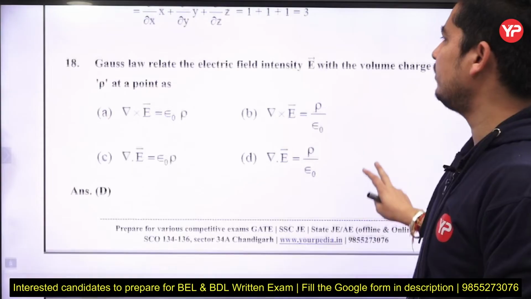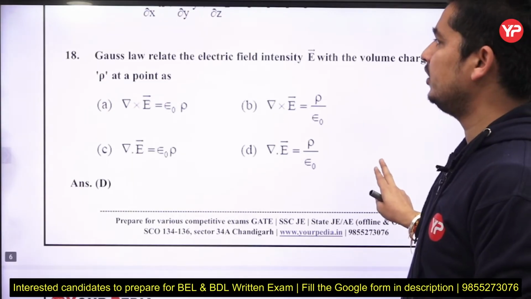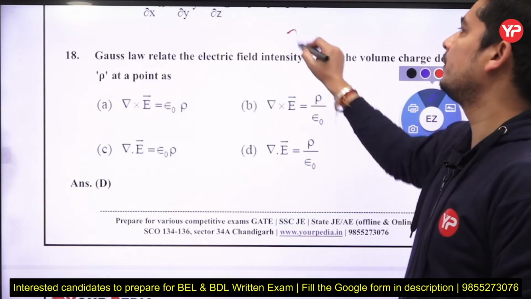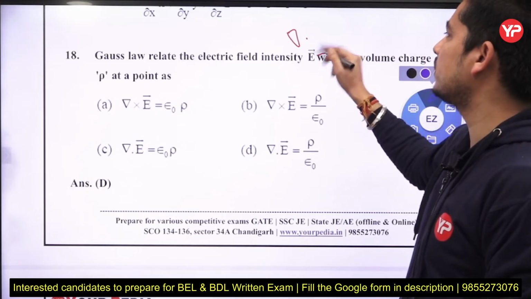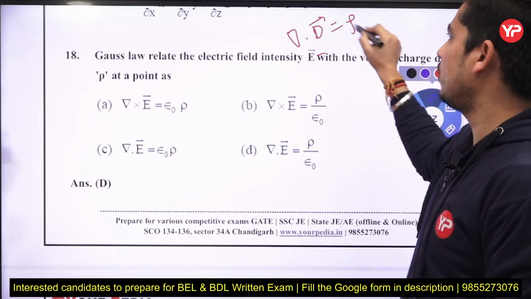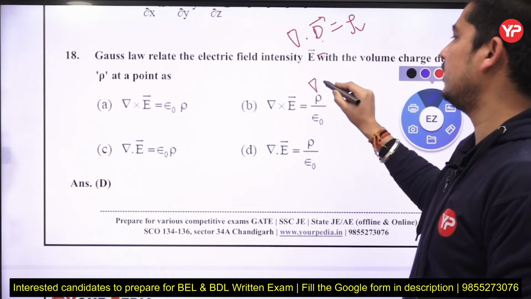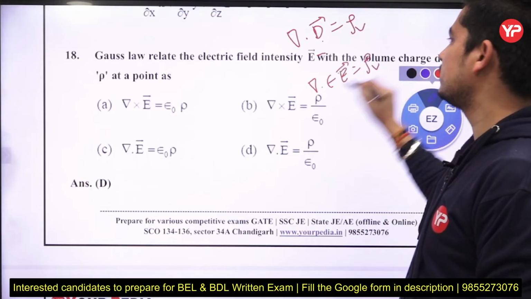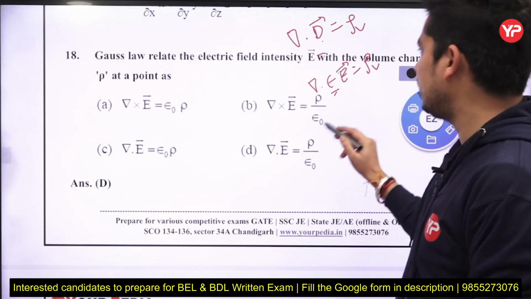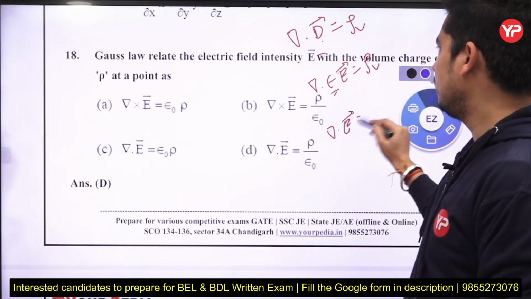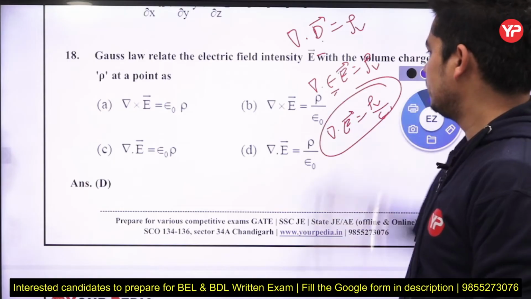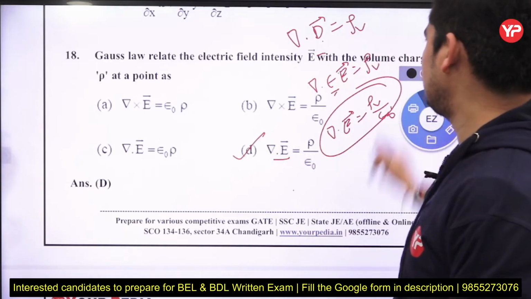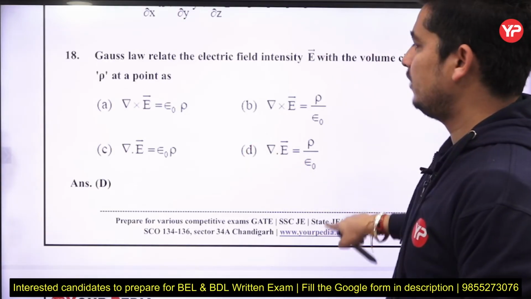Gauss law relates the electric field intensity with the volume charge density rho v as, what is the relation between these two? If you remember the Gauss law, the point form is del dot D equals rho v. The electric flux density D is related to the electric field intensity by epsilon E. If your medium is a homogeneous medium, epsilon will come out. So del dot E is going to be rho v upon epsilon. That is the relation: del dot E equals rho v upon epsilon naught, for a charge free medium. So that will be the answer D.